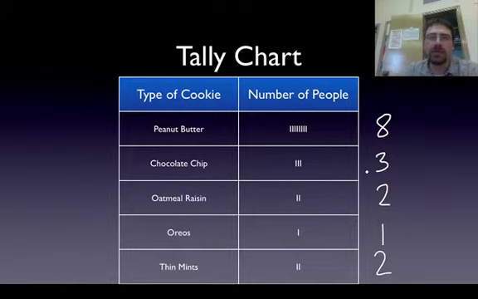Which one was most popular? You're right, it was peanut butter. Which one was the least popular? If you said Oreos, you're absolutely right. Which type of cookie did only 3 people like? If you said chocolate chip, you got it.